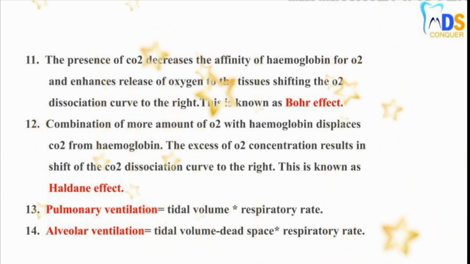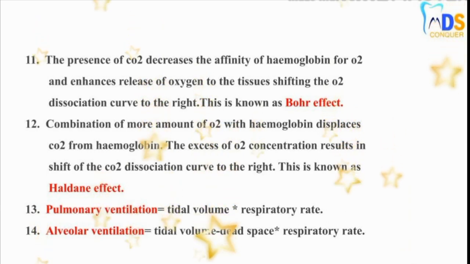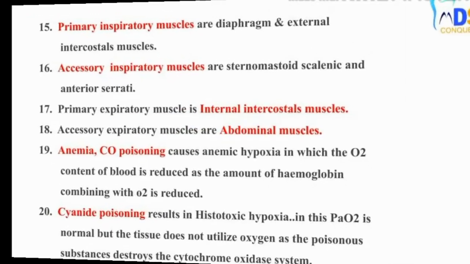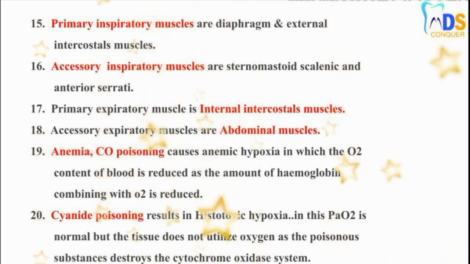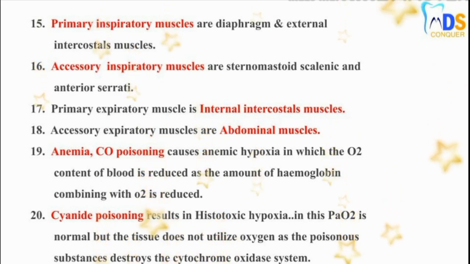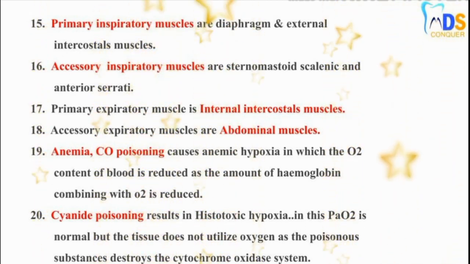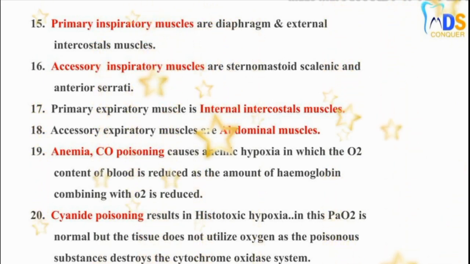Number 13. Pulmonary ventilation is equal to tidal volume into respiratory rate, whereas alveolar ventilation is equal to tidal volume minus dead space into respiratory rate. Point number 15. Primary inspiratory muscles are diaphragm and external intercostalis muscle. Number 16. Accessory inspiratory muscles are sternomastoid, scalenic and anterior serratus. Number 17. Primary expiratory muscle is internal intercostalis muscle. Number 18. Accessory expiratory muscles are abdominal muscles.